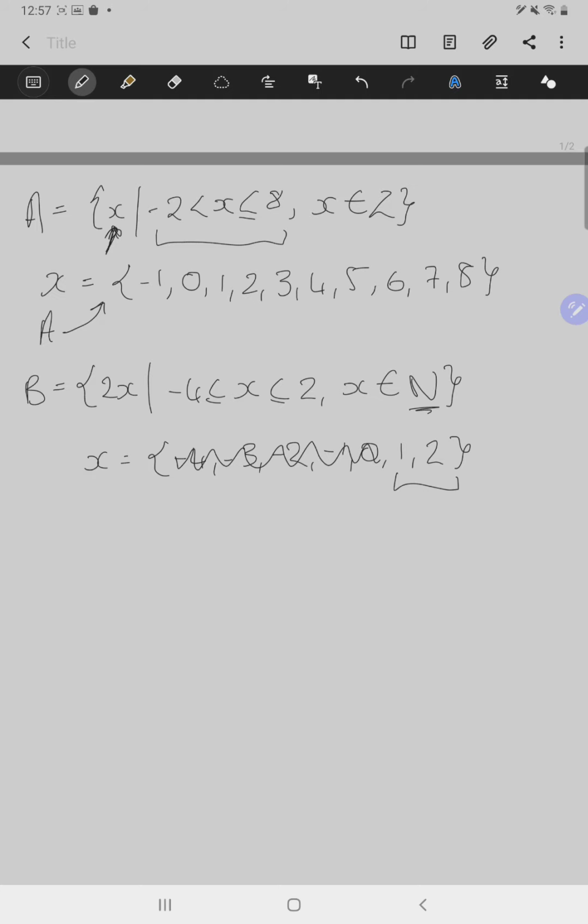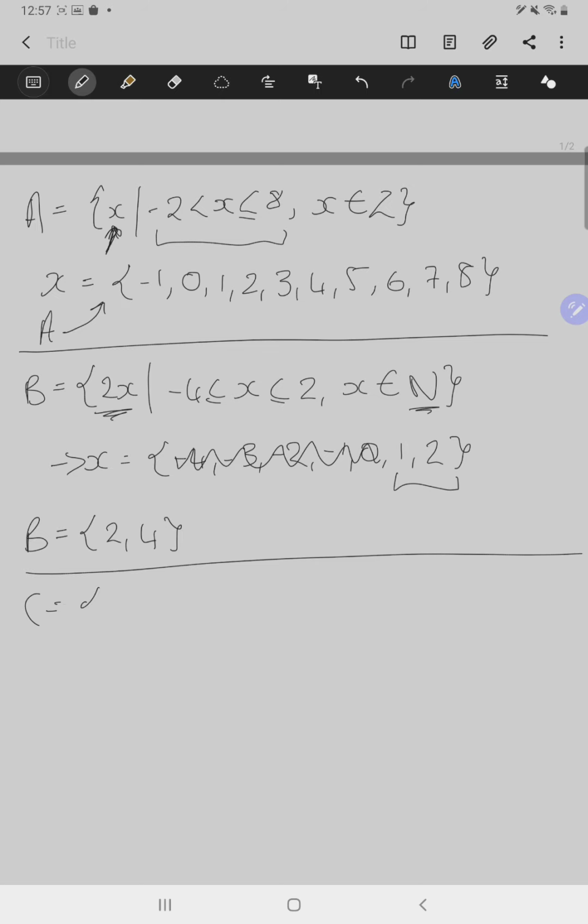Then we look back to see what was the rule for B. B is 2x, and these are the elements for X. So to get from X to 2x, we have to multiply them by 2. So that means the elements in B are the elements 2 and 4.